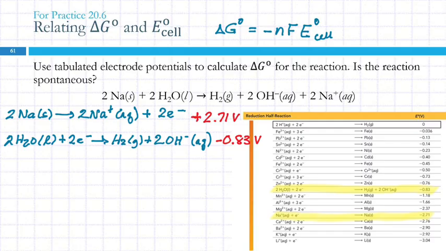Okay? And then we add these together. So 2.71 plus negative 0.83 is 1.88 volts. And that's our standard cell potential.